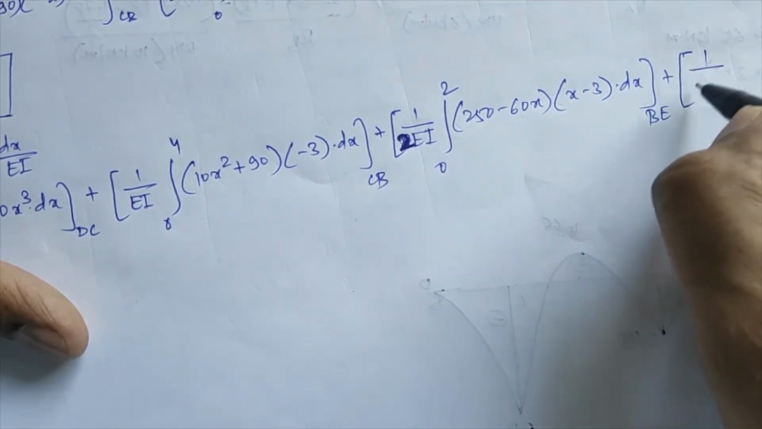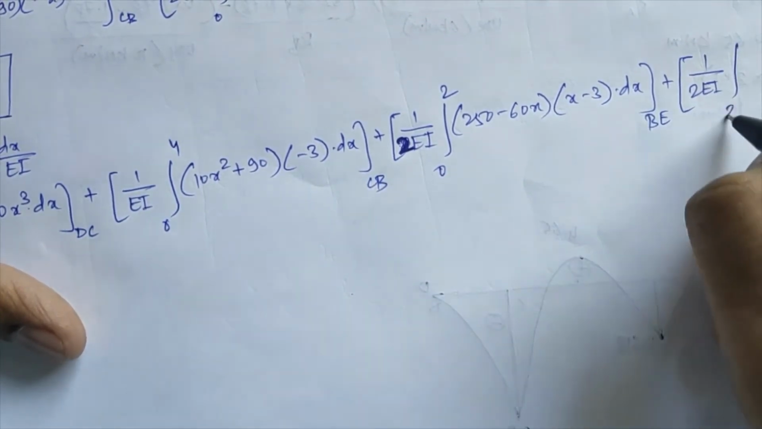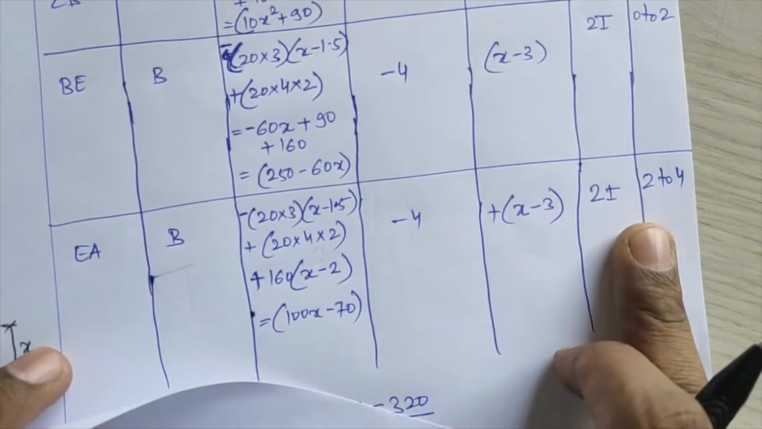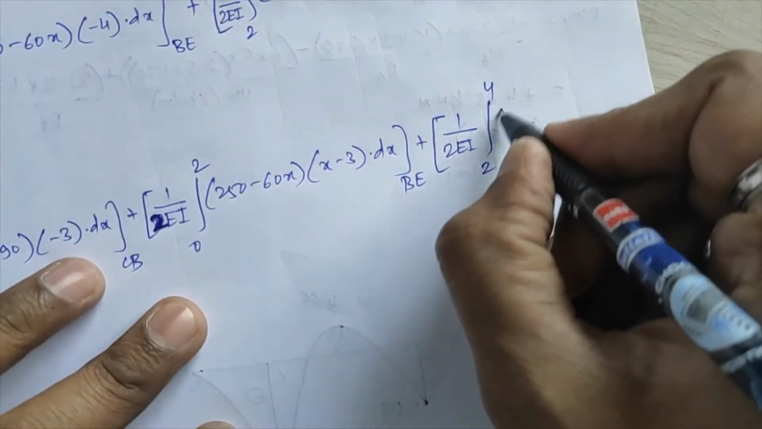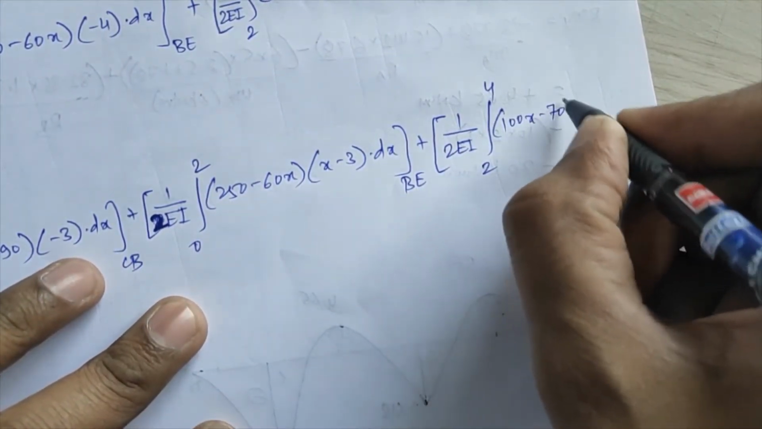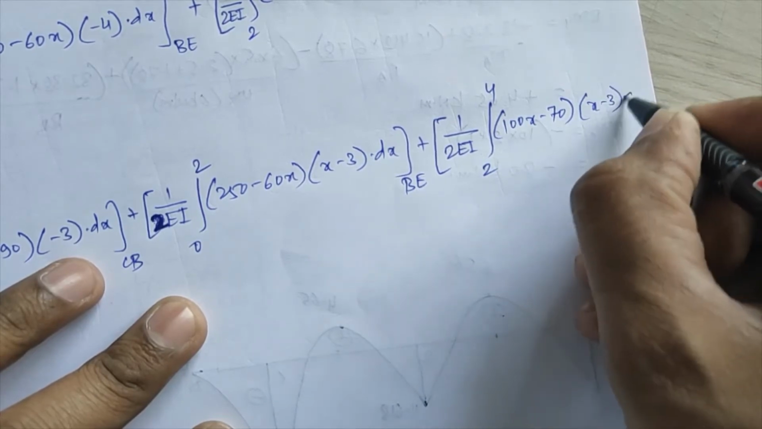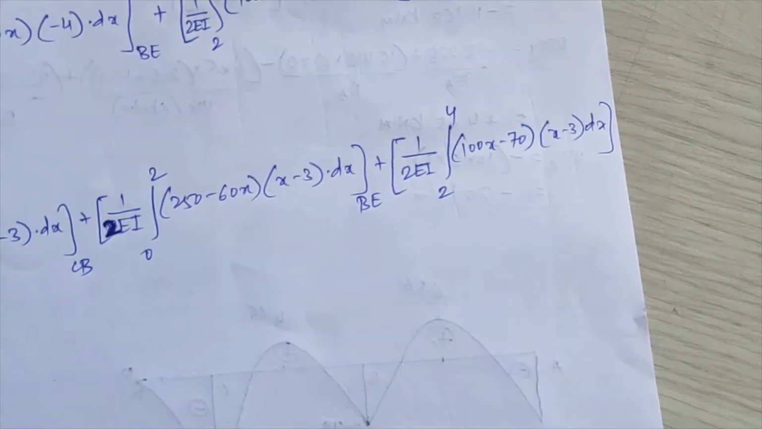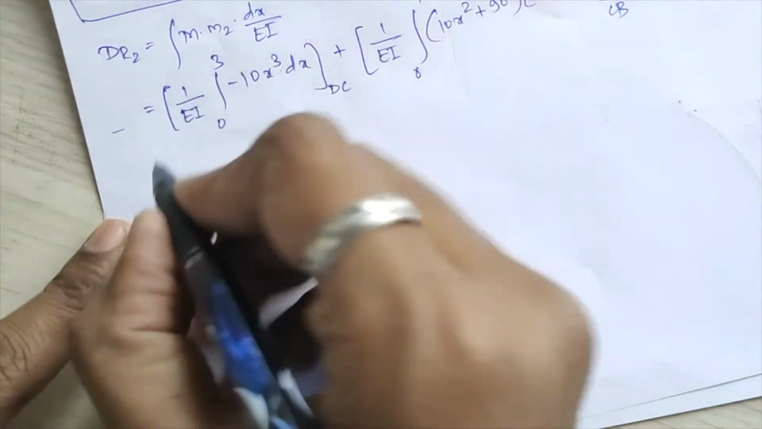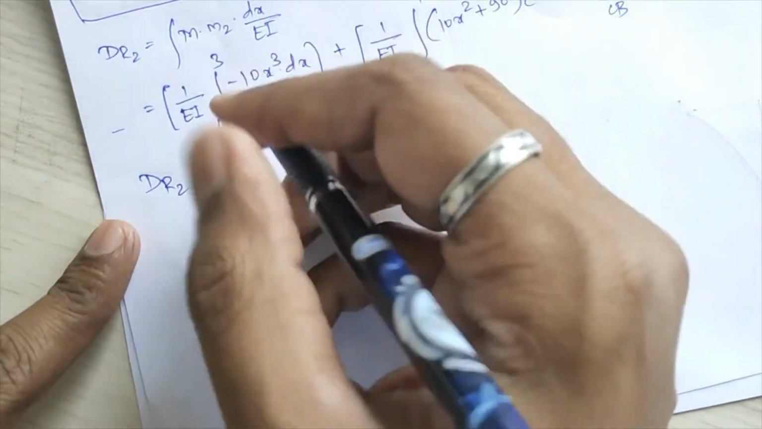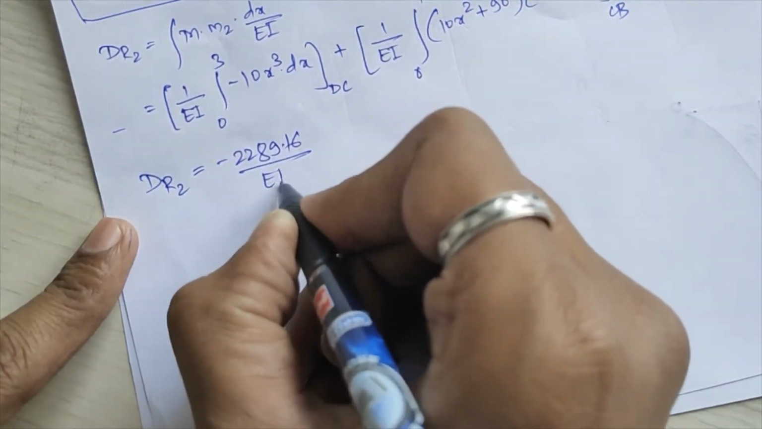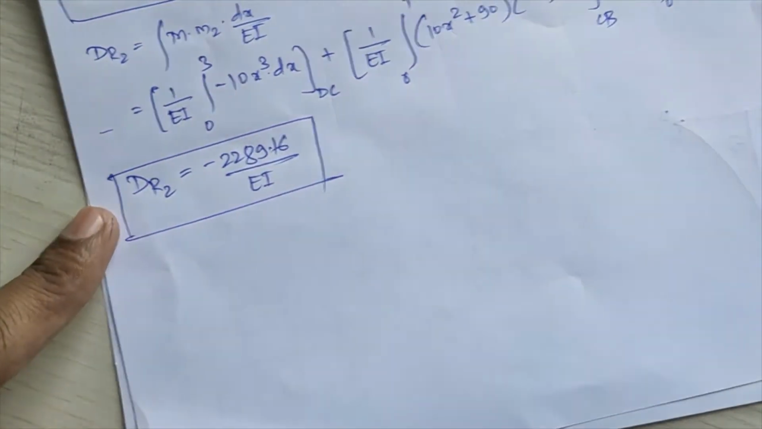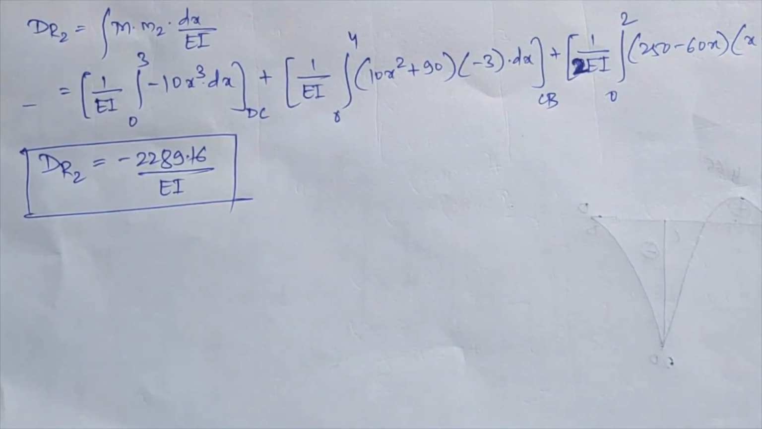Plus last, 1 upon 2EI again, limits of integration are from 2 to 4. This one is 100x minus 70 into x minus 3 into dx over here. So this will be my complete expression for this, and from this I have got DR2 equal to minus 2289.16 divided by EI over here.